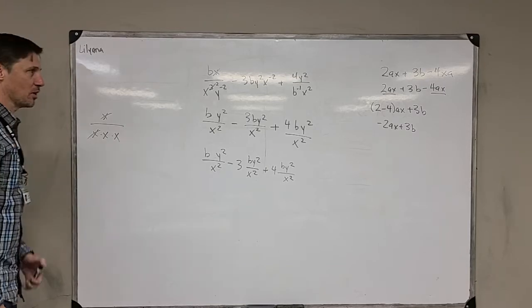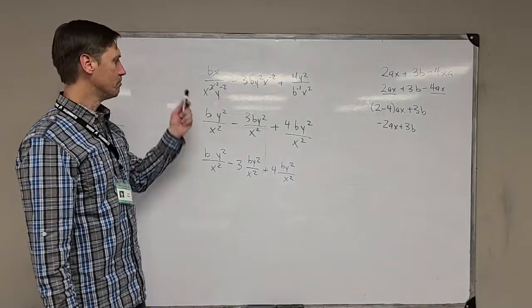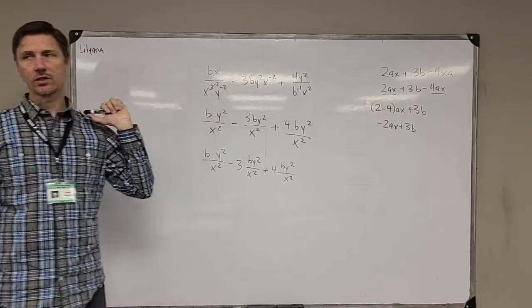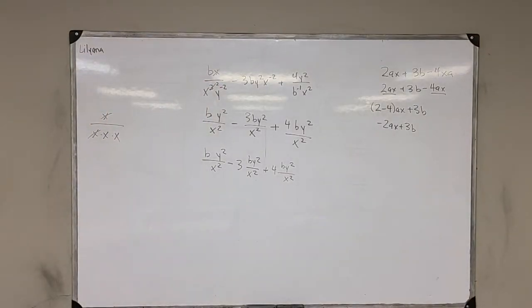I should have worked this problem at home first. So does everybody see why this x cancels out with one of the x's on the bottom and it becomes x squared on the bottom?